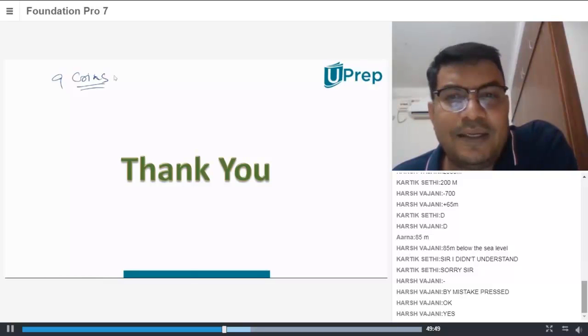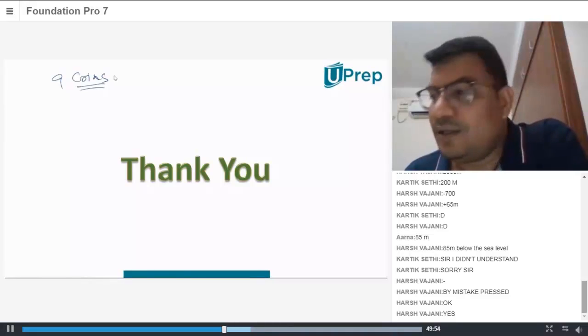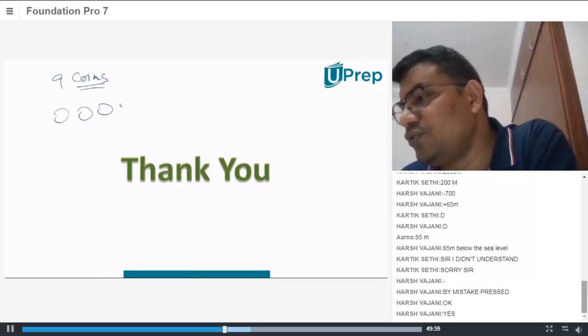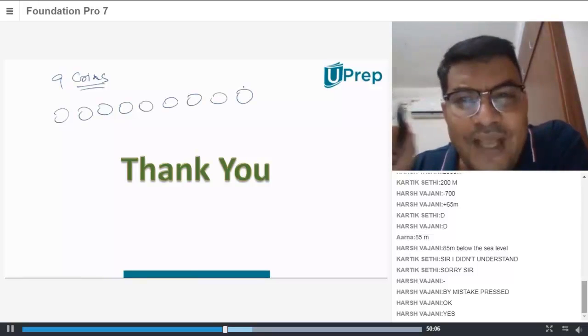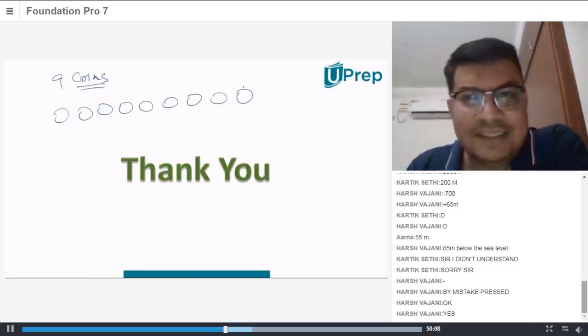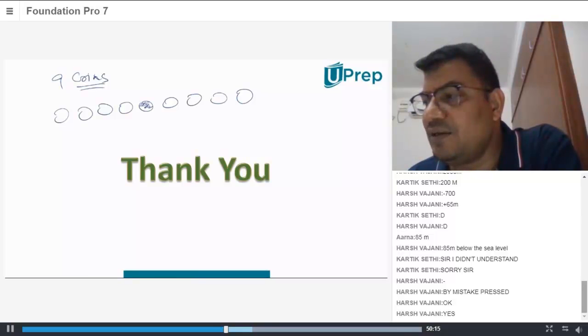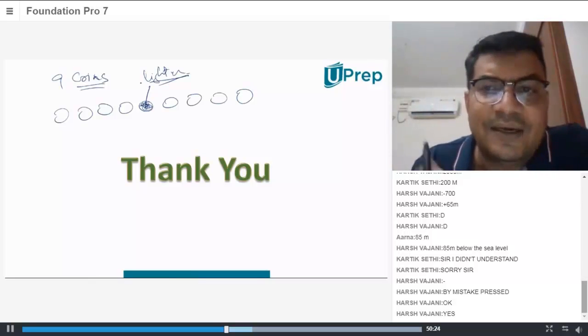But one of them is lighter. So out of 9 coins, when you see those 9 coins, 1, 2, 3, 4, 5, 6, 7, 8, and 9, all are same. Only one of them is lighter. We don't know which one it is, but one of them is a lighter coin. You understand lighter? Lighter means it's not heavier, it's lighter.